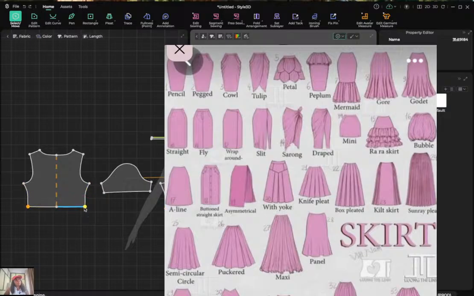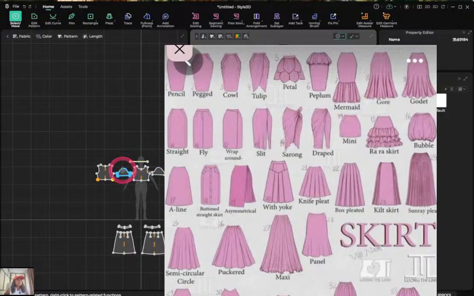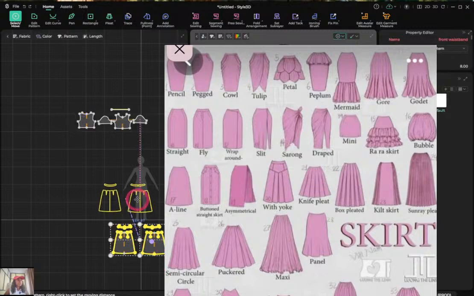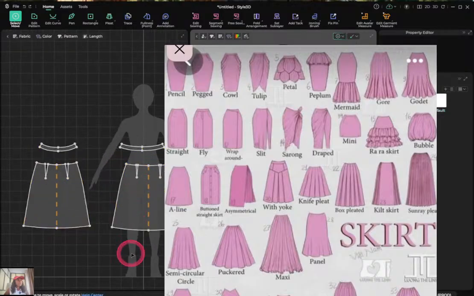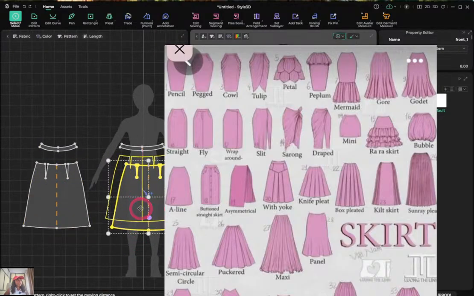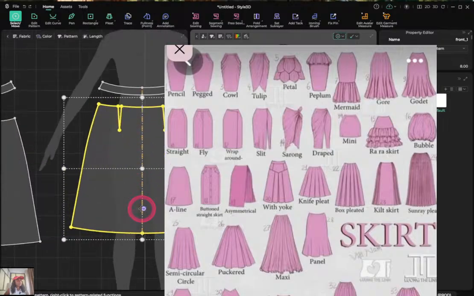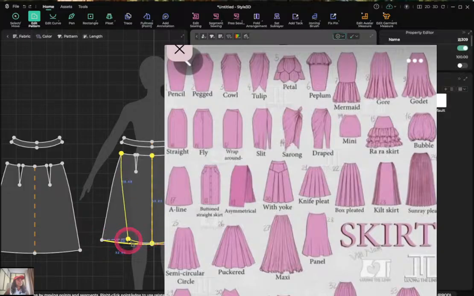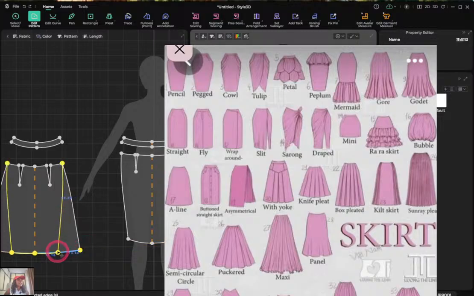Okay, there we go. Now we're going to start with the pencil skirt. Let me move this away from the silhouette and move this up. I need to identify the front. Okay, this is the front. Now let's start to edit. I'm going to start with the pencil skirt. A pencil skirt is usually like this and like this. Let's simulate and see what happens.